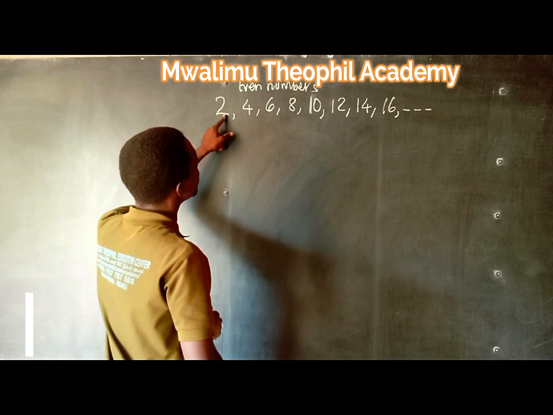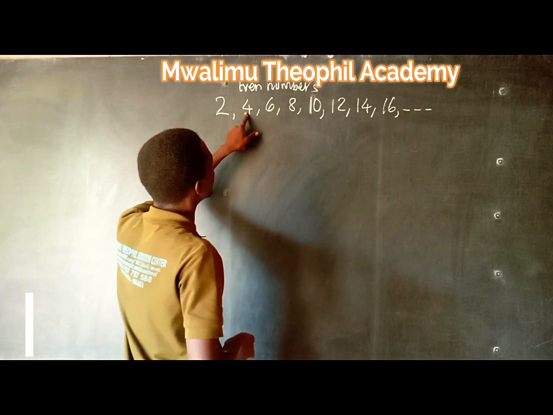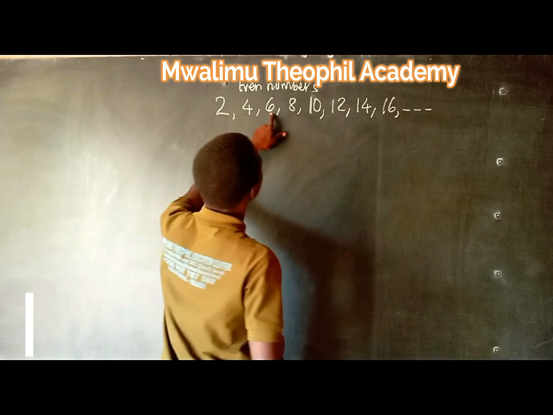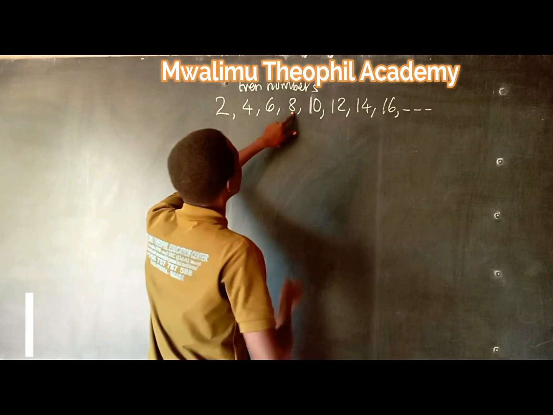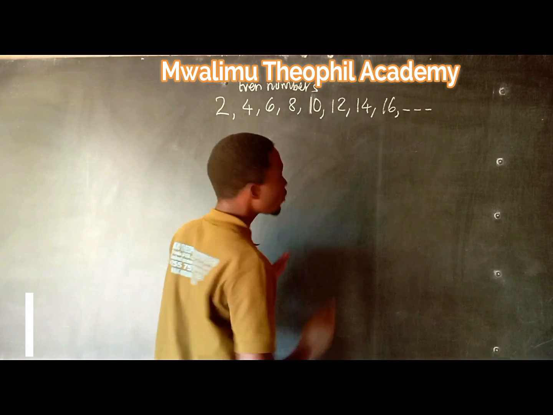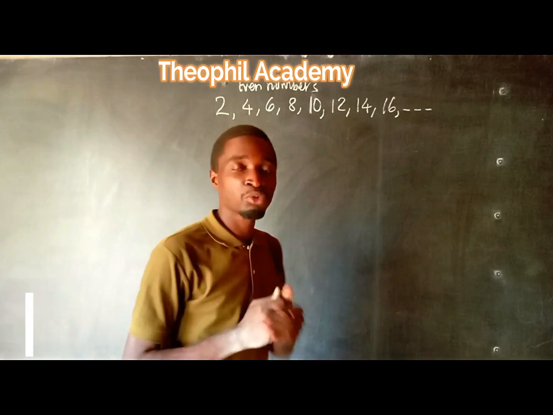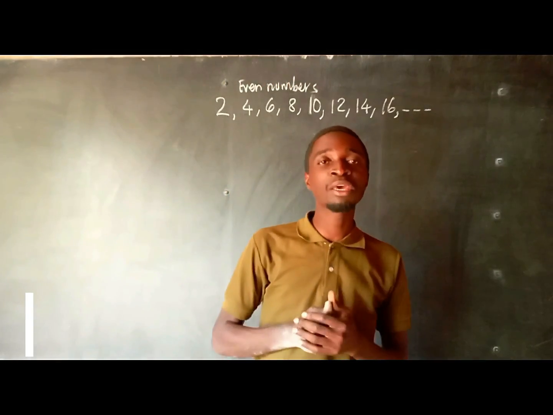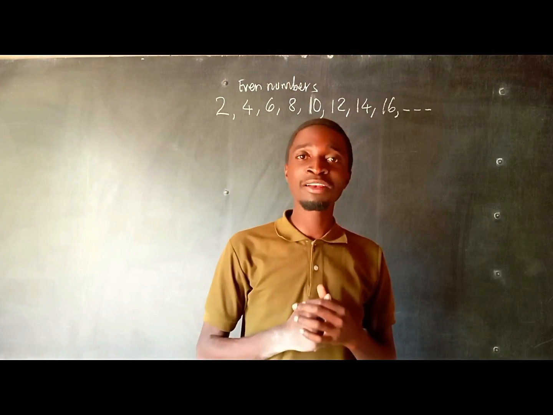Now you may see 2 divided by 2, we get 1. If we take 4 over 2, you get 2. 6 over 2, you get 3. 8 over 2, you get 4, and so on. So all natural numbers which are divisible by 2 without a remainder are known as even numbers.